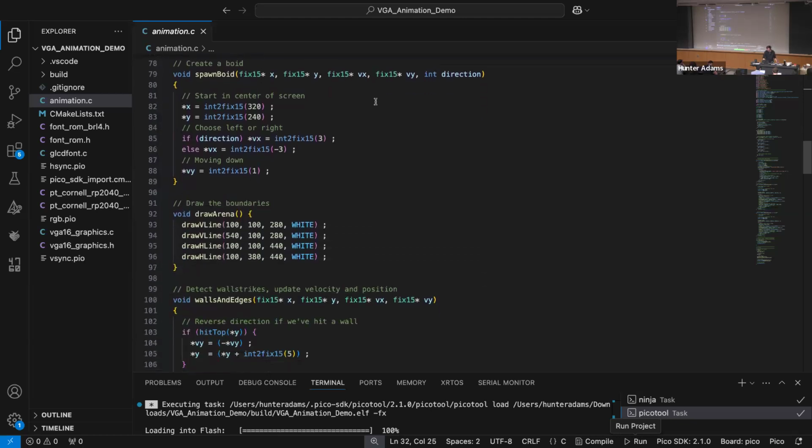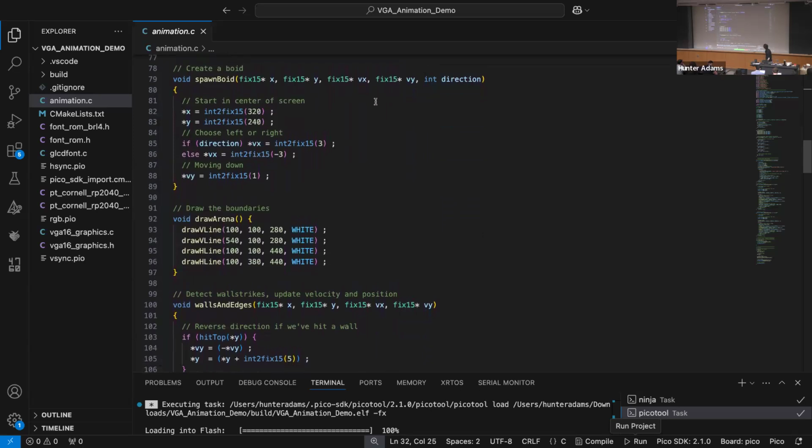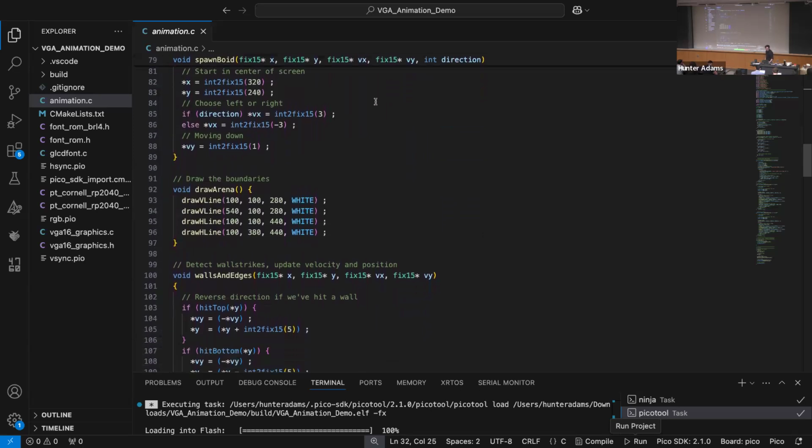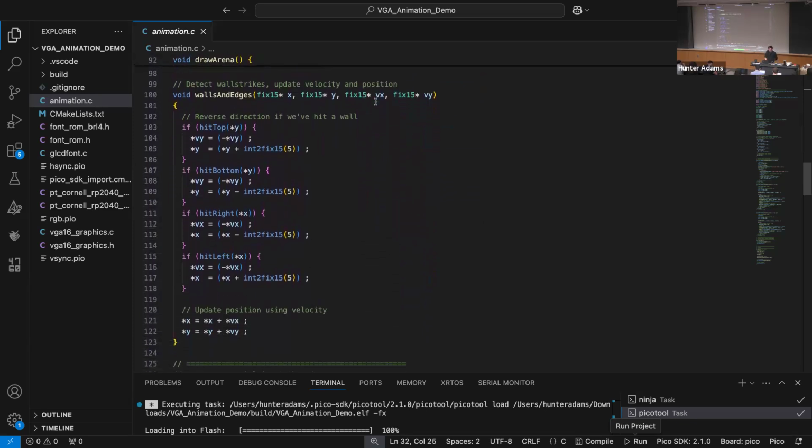A couple of helper functions, one of which spawns a new ball at the top of the screen. Another which draws the little rectangle that you may have caught a glimpse of. And then another one that checks the position of the ball each frame, and in the event that it has struck a wall, it reverses its velocity in the appropriate direction to implement an elastic collision with the wall.